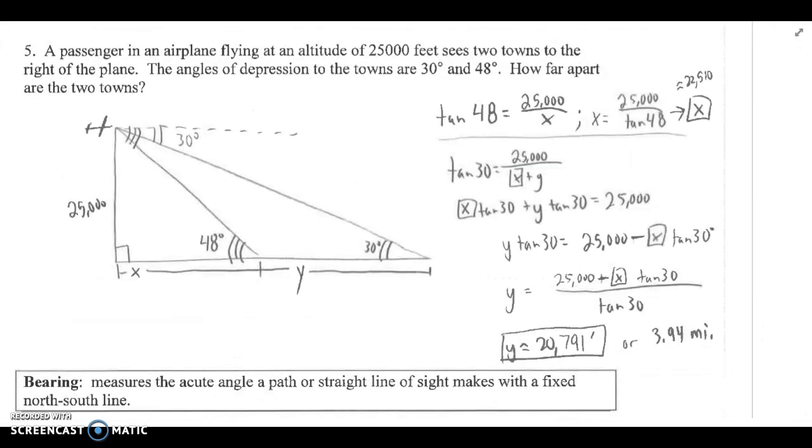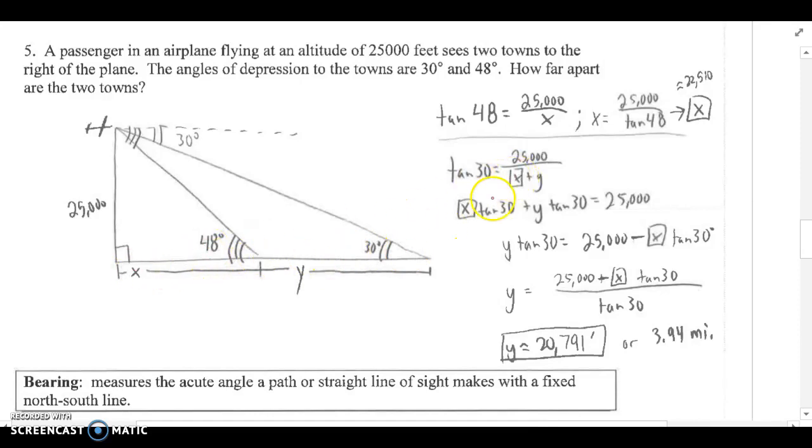Problem number 5, we have the airplane flying at an altitude of 25,000 feet. Sees the two towns to the right. The angles of depression to the towns are 30 degrees for the one that's farther away and 48 degrees for the one that's closer. The tangent of 48 degrees is equal to opposite over adjacent. So using that, we can solve for x, then store that value in the calculator. It's about 22,510.